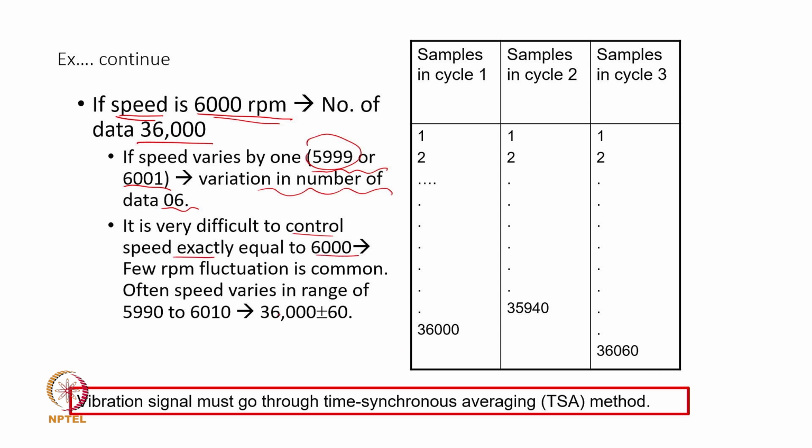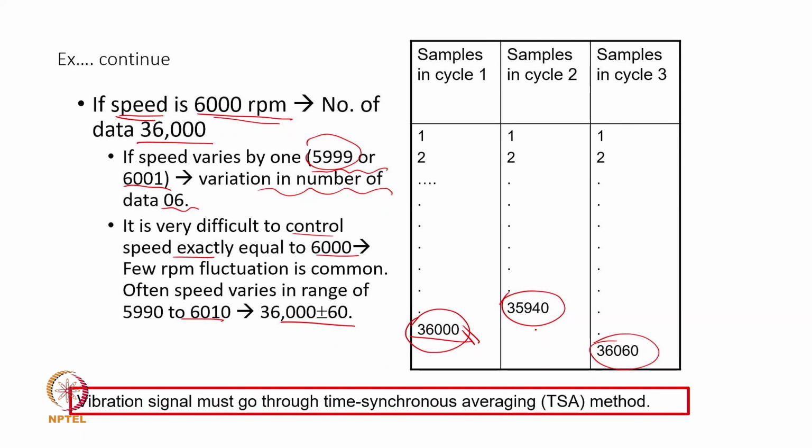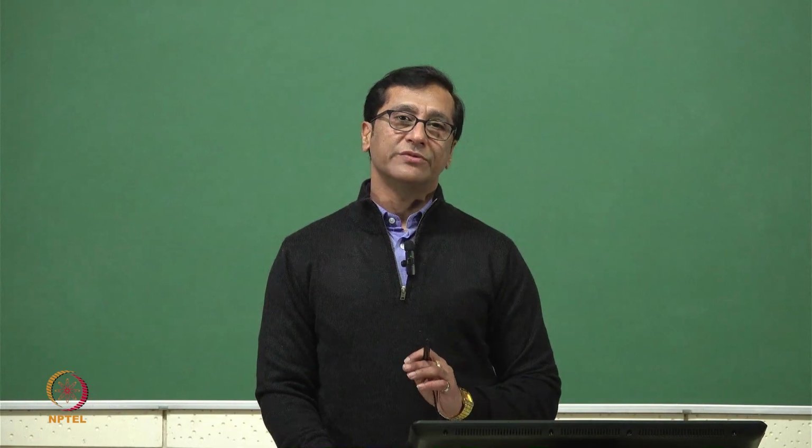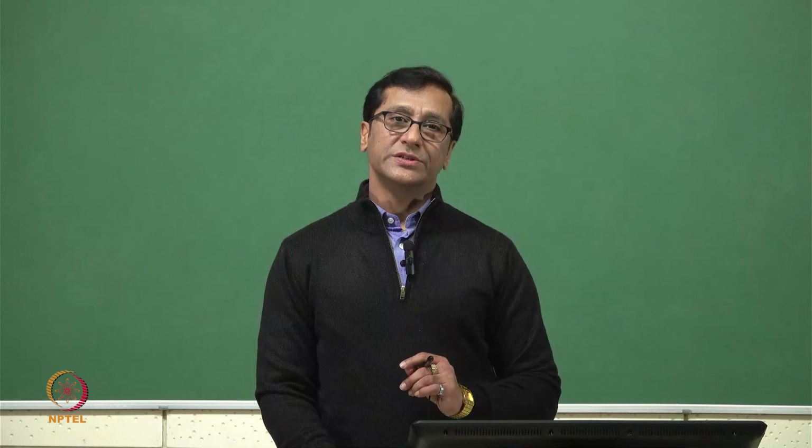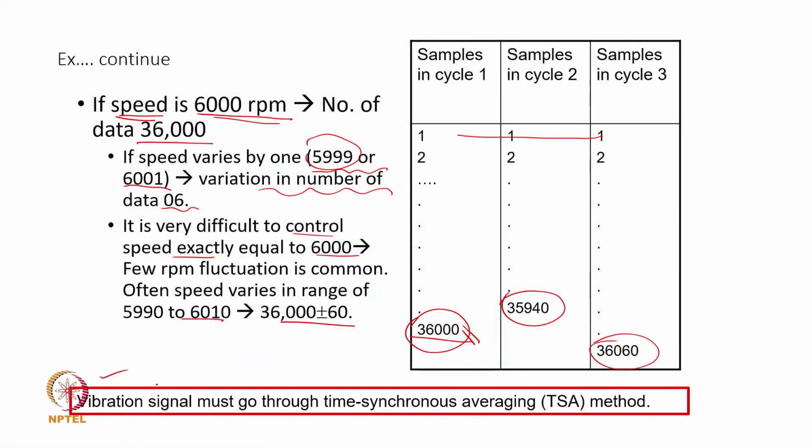So that's why I'm assuming that in one cycle I may get 36,000 plus or minus 60. That means in cycle 1 I'm getting 36,000 data, in another one I'm getting 35,940 data, and in the third cycle I'm getting 36,060 data. So this information will keep fluctuating. Now what will happen if I start averaging? I may get more garbage. Because of the variation in rpm, I am going to get very bad data, and that's why synchronization is required. This whole phenomenon says the vibration signal must go through time synchronous averaging.